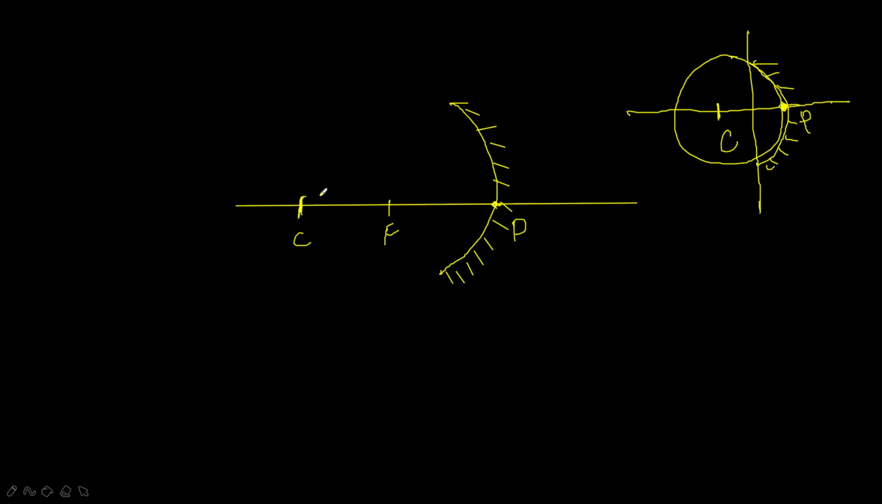Next one is radius of curvature. The distance between the center of curvature and the pole is called the radius of curvature. This is the radius of the hollow sphere of which the reflecting surface of the spherical mirror is a part. The straight line passing through the center of curvature and the pole of the spherical mirror is called the principal axis.